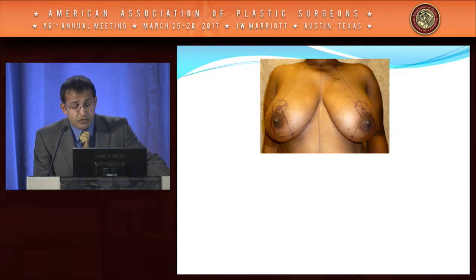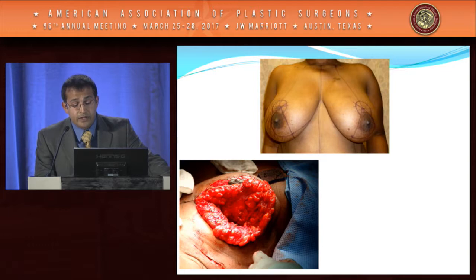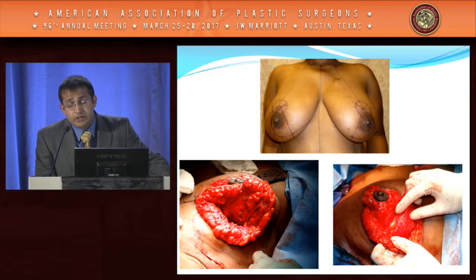Now, just to bring everyone up to par as far as large volume oncoplastic surgery, this is a patient who had an upper outer quadrant large invasive ductal carcinoma. We took a very large segment of her upper outer quadrant out. Just for reference, her head is coming out of the left side of the screen.